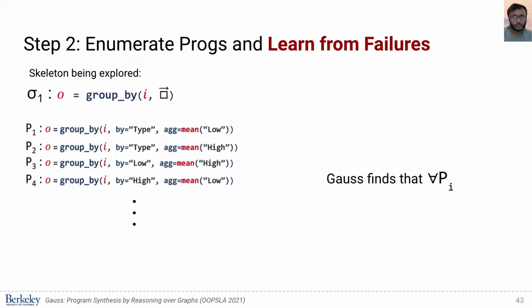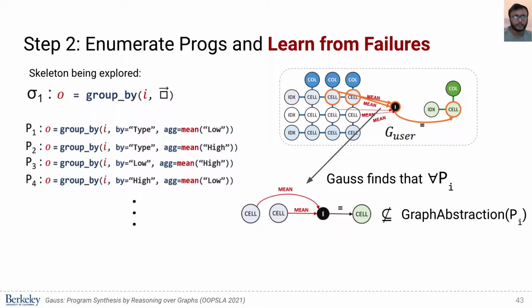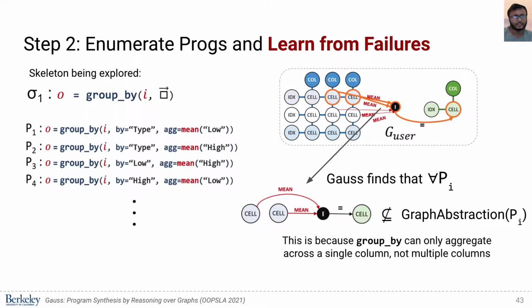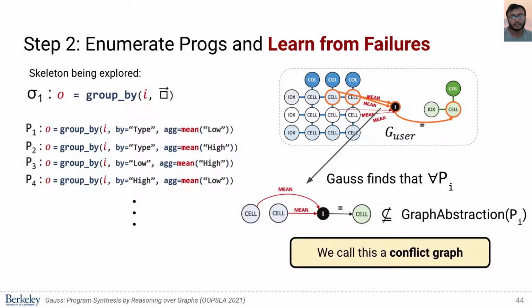Gauss tries to find a small concise reason that explains the failure of all programs. In this case, it finds that this particular subgraph of GUser, highlighted in orange, representing the fact that two cells in the same row are being aggregated together, is not present in the graph abstraction of any of the programs explored. Why is this the case? This is because the group by function in Gauss's transformation language can only aggregate across a single column, not multiple columns. We call this graph a conflict graph, and Gauss keeps track of this for the remaining skeletons.